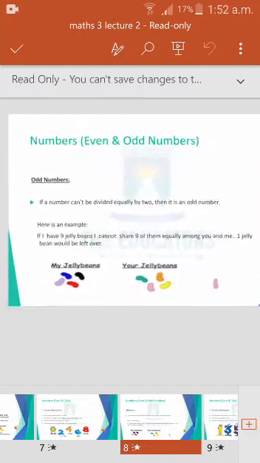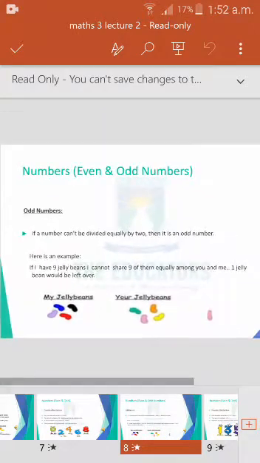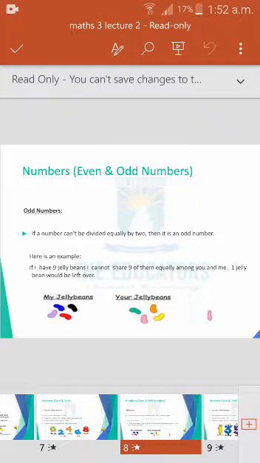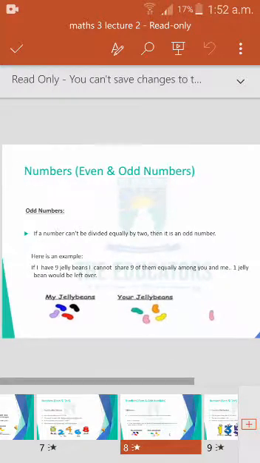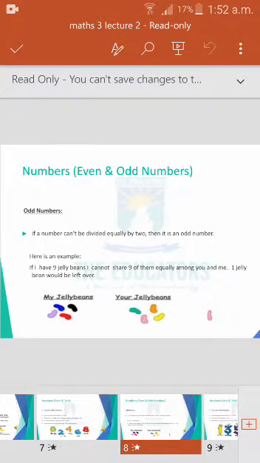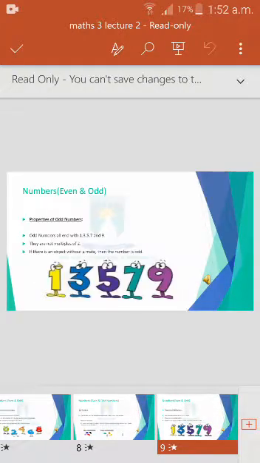Then we have odd numbers. Odd numbers are all those numbers which cannot be divided into two equal parts and are not divisible by 2. For instance, if I have 9 jelly beans and I want to divide them into two equal parts, I can't do it. If I do, one is left. It means that 9 is not an even number, it's an odd number because we cannot divide it into two equal parts. Now we'll discuss some properties of odd numbers.